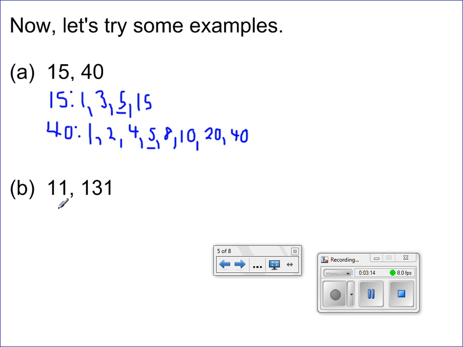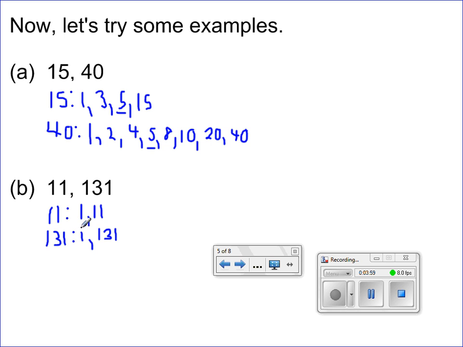Now here's a nice example. I've actually got two prime numbers. Okay, so for 11, the factors of 11 are simply 1 and 11. For 131, my factors are 1 and 131.